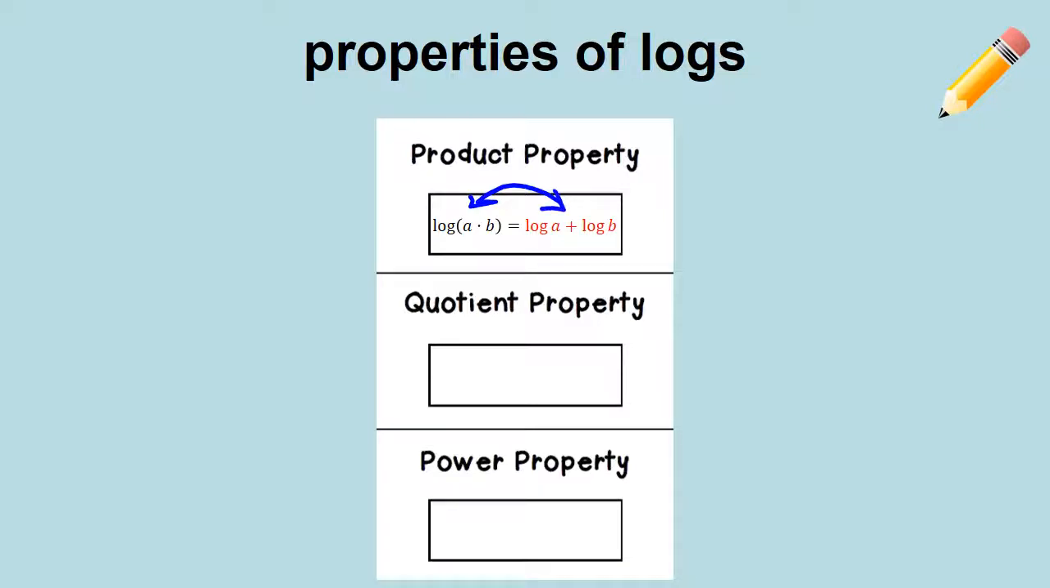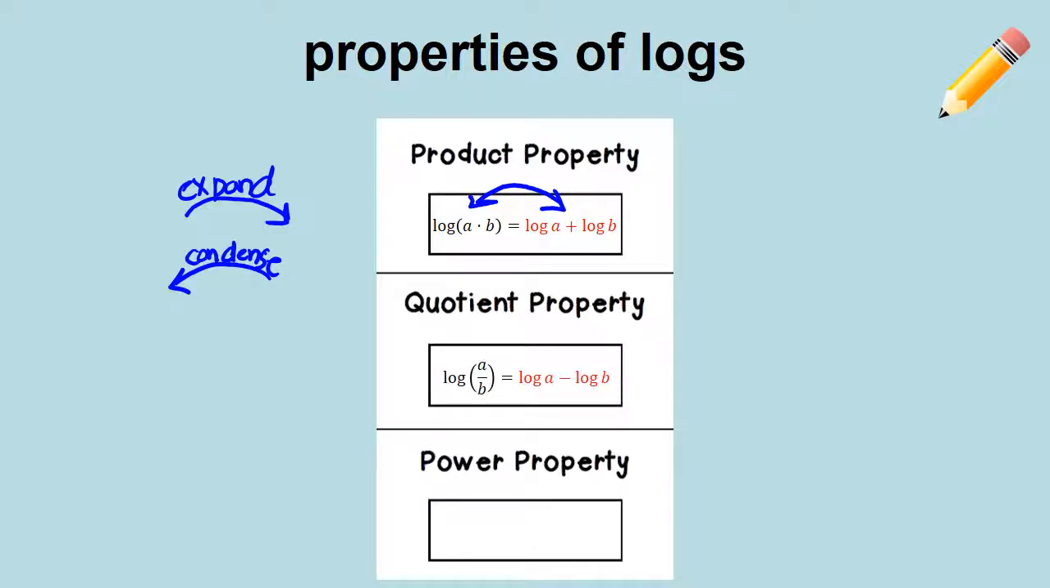Now the way I happen to have these written, if I'm going from the left to the right, that's expanding, which makes sense. I'm going from one log to two logs. If I go to the left, we're going to use the word condense. I'm going from two logs down to one log.